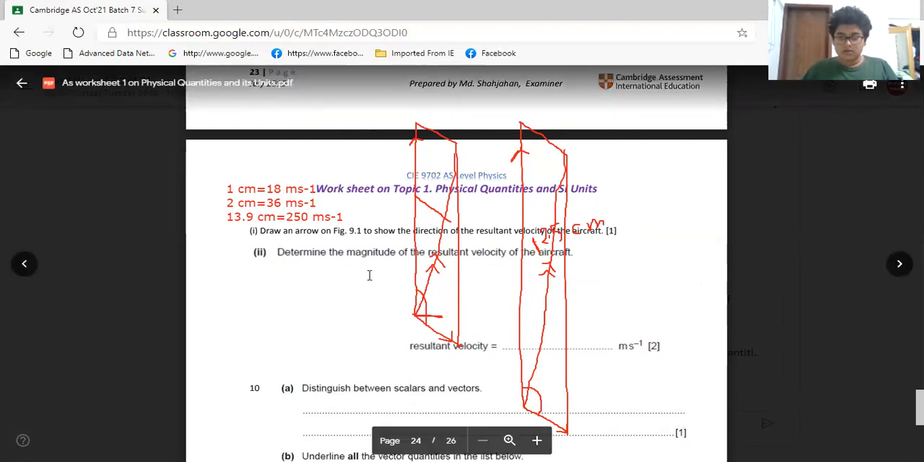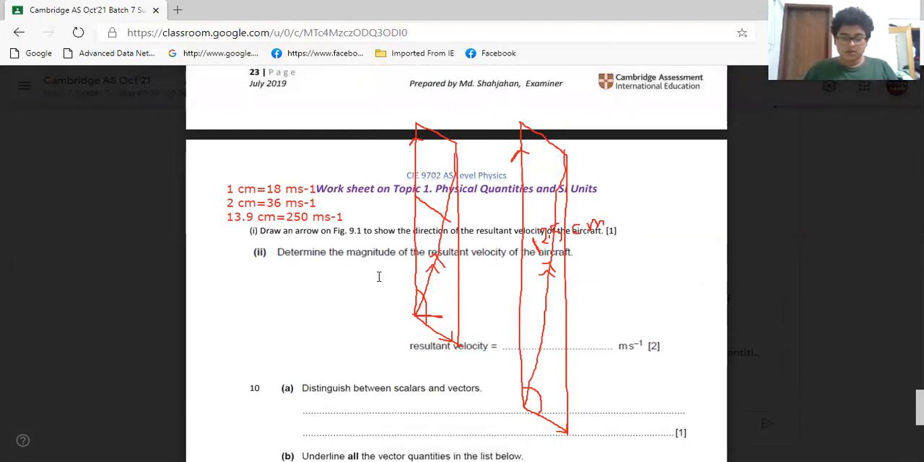By multiplying 12.5 with 18, right? Yes, sir. That one you write here. The calculation you write here, otherwise you'll forget. In this space before resultant velocity, you write here: 12.5 multiplied by 18 equals 225.